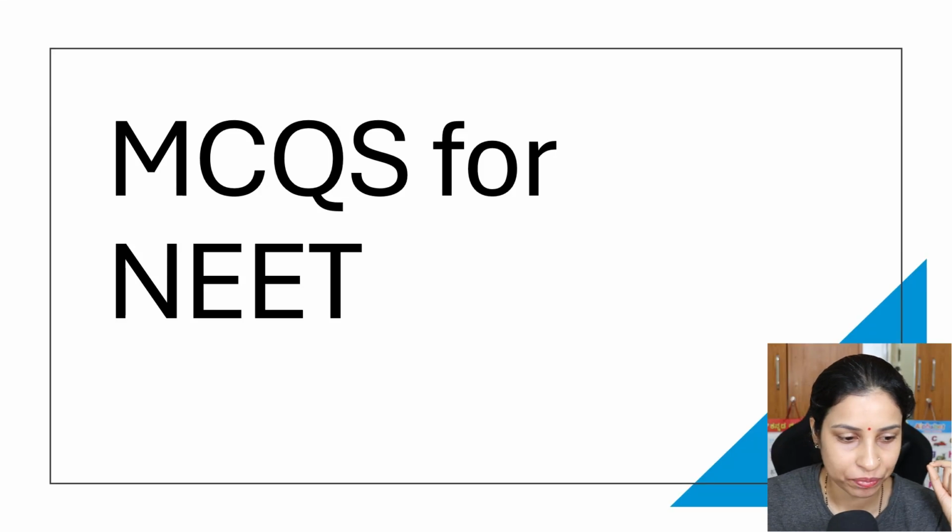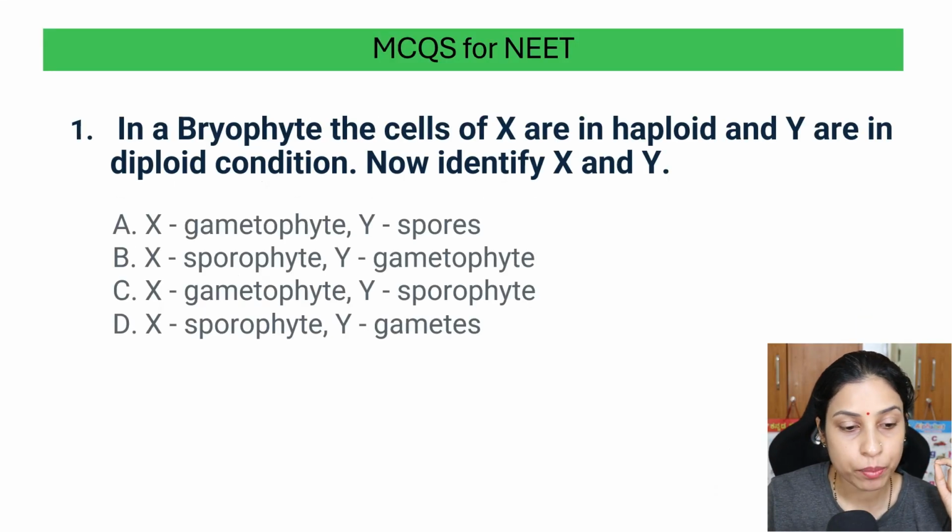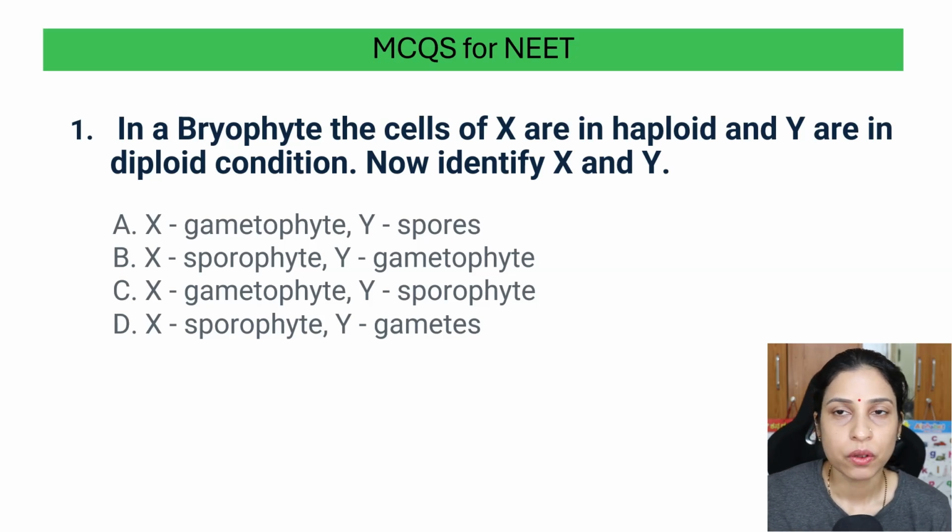First question for the MCQ: in a bryophyte, the cells of X are in haploid and the Y are in diploid condition. Now identify X and Y. As we all know, bryophytes are present in two phases, not stages. One is the haploid phase and one is the diploid phase.